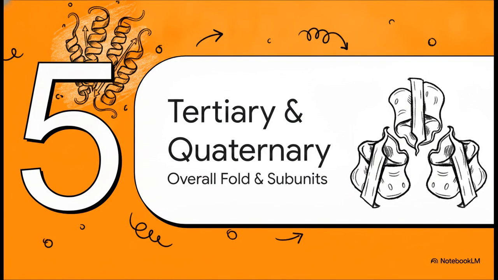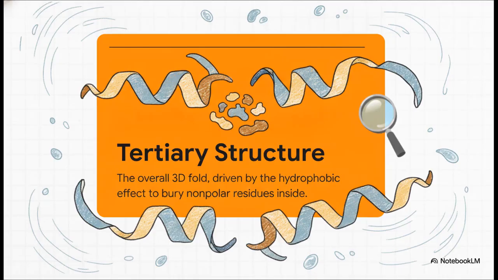Section 5, Tertiary and Quaternary assemblies. Let's finally look at how all these coils, sheets, and turns pack together into the final, fully functional machine. The overall 3D shape of a single polypeptide chain is called its tertiary structure. Take a look at a compact protein like myoglobin, for example. This highly scrunched up shape is primarily driven by something called the hydrophobic effect.